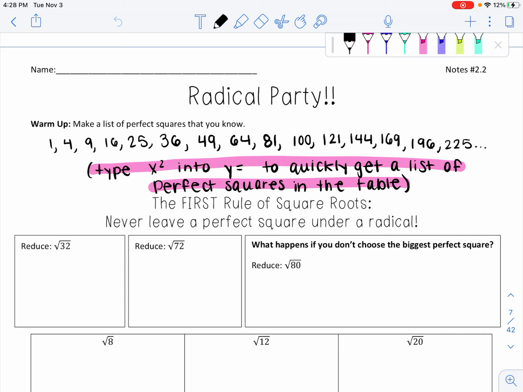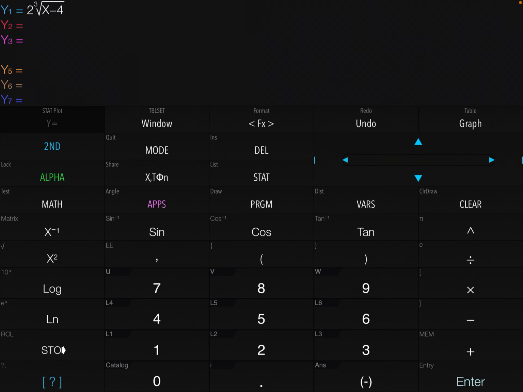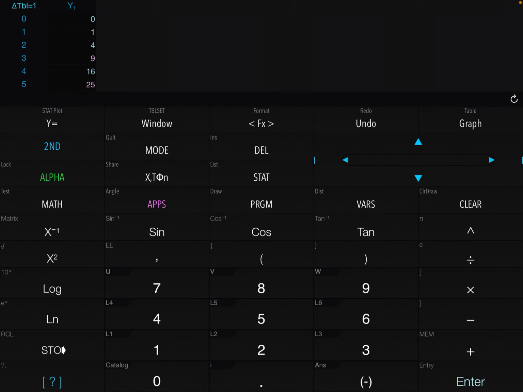Just a shortcut in your calculator to get all of the perfect squares. I highlighted it in pink here, but you can go to y equals and type in x squared, and it will give you a list of your perfect squares in the table. So if I go to y equals and do x squared, second graph to get my table, all of these y values starting at 0 are your perfect squares.